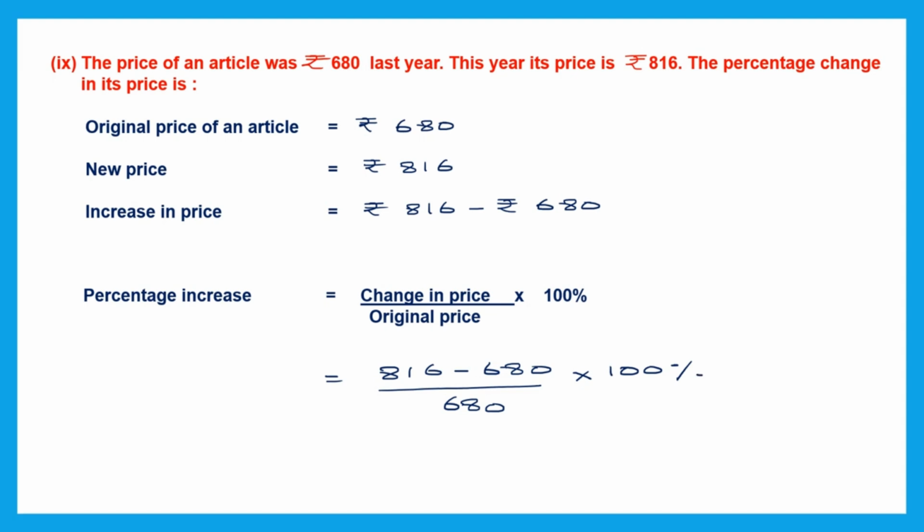So this is in one of the options here. So this will be our answer. So 816 minus 680 by 680 into 100%, and there is an increase. So in your option you have this word also, increases. So we will write that. So this is the answer and this is option C. Option C. This is our answer.